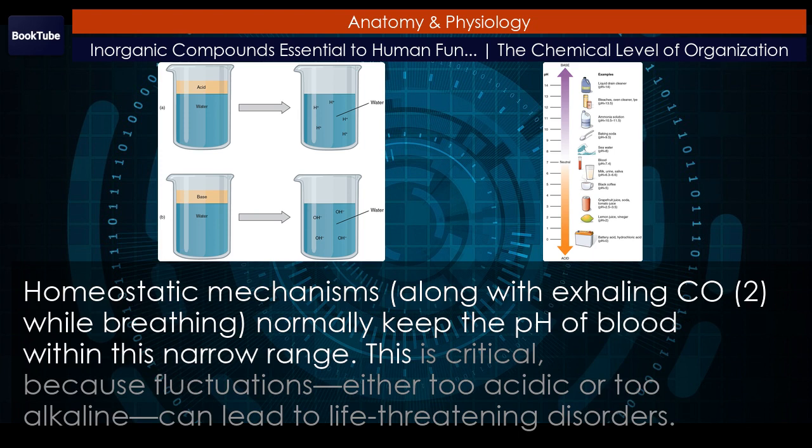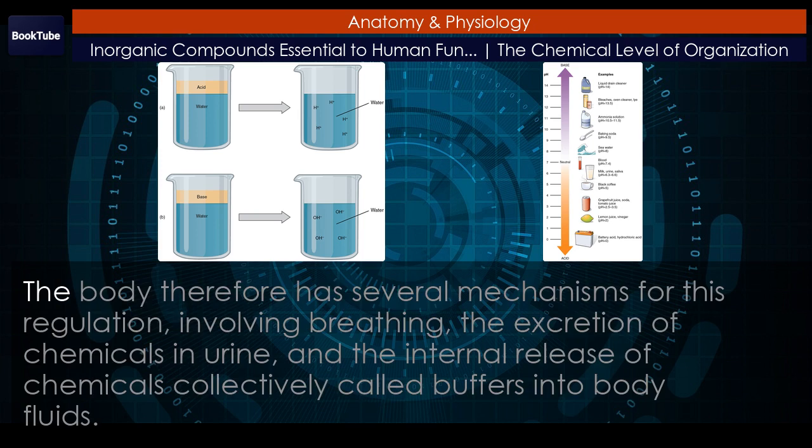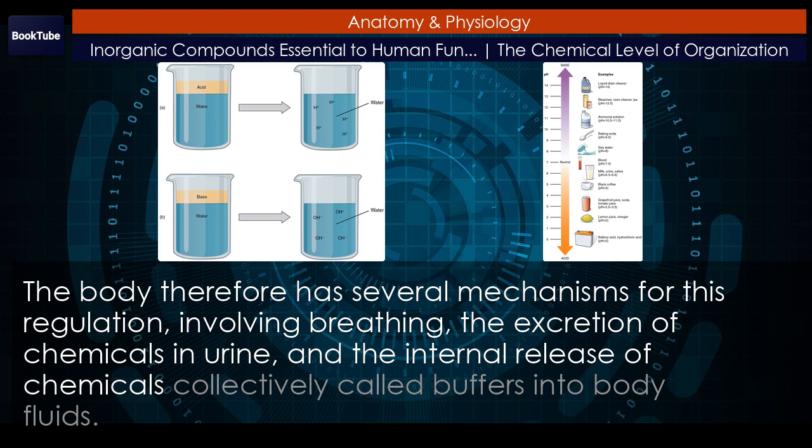This is critical, because fluctuations, either too acidic or too alkaline, can lead to life-threatening disorders. All cells of the body depend on homeostatic regulation of acid-base balance at a pH of approximately 7.4. The body therefore has several mechanisms for this regulation, involving breathing, the excretion of chemicals in urine, and the internal release of chemicals collectively called buffers into body fluids.